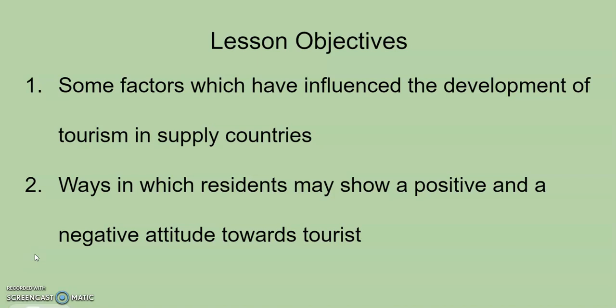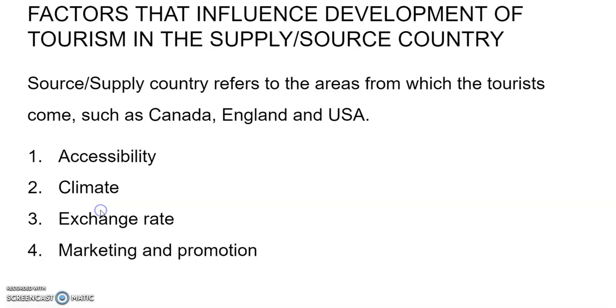So in this lesson we will be looking at some factors which have influenced the development of tourism in supply countries, and we are also going to define the term supply or source country. We will also be looking at ways in which the residents may show a positive and a negative attitude towards tourists, right? So what are some of the factors that influence the development of tourism in the supply or the source country? Now you must be wondering, Miss, what do you mean by supply or source country?